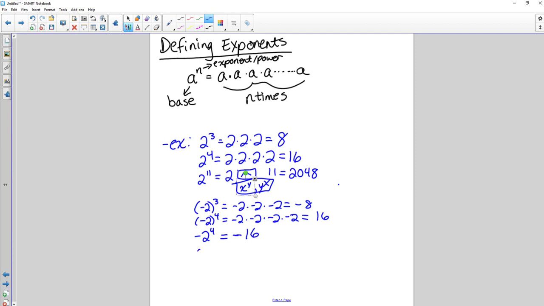And then one last example, how about 2 to the 0 power? 2 to the 0 power is 1. Anything to the 0 power is always 1. So that's that other definition I am going to add up to the top. A to the 0 power is 1.